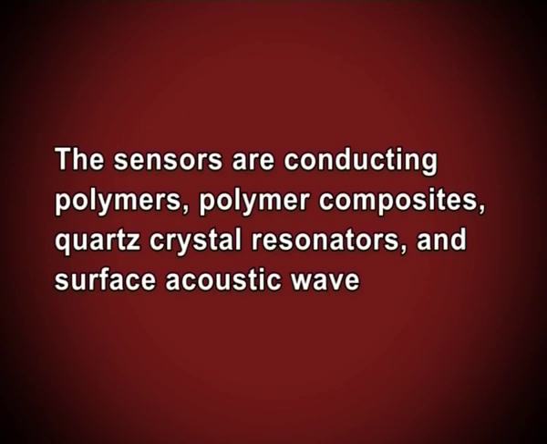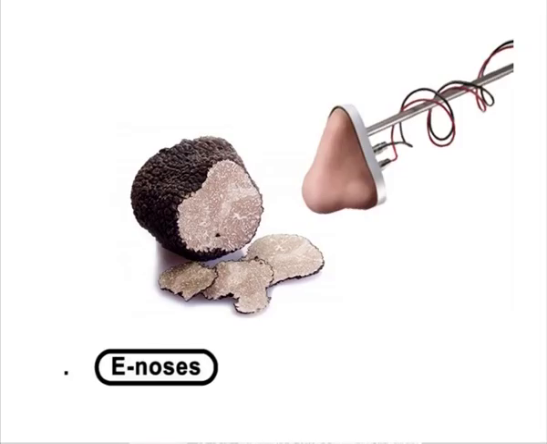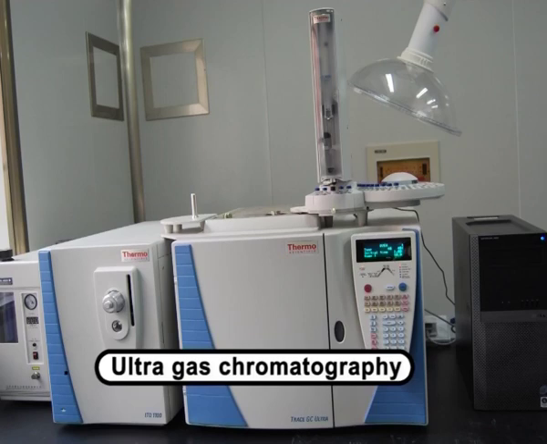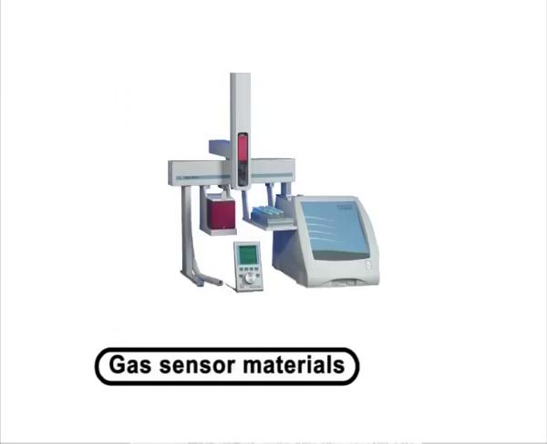The more commonly used sensors are metal oxide semiconductor devices. Besides this, the sensors are conducting polymers, polymer composites, quartz crystal resonators, and surface acoustic wave. Some devices combine multiple sensor types in a single device. In recent years, other types of e-noses have been developed that utilize mass spectrometry or ultra-fast gas chromatography as detection systems. Several studies concerning the use of nanomaterials as gas sensor materials have been reported.